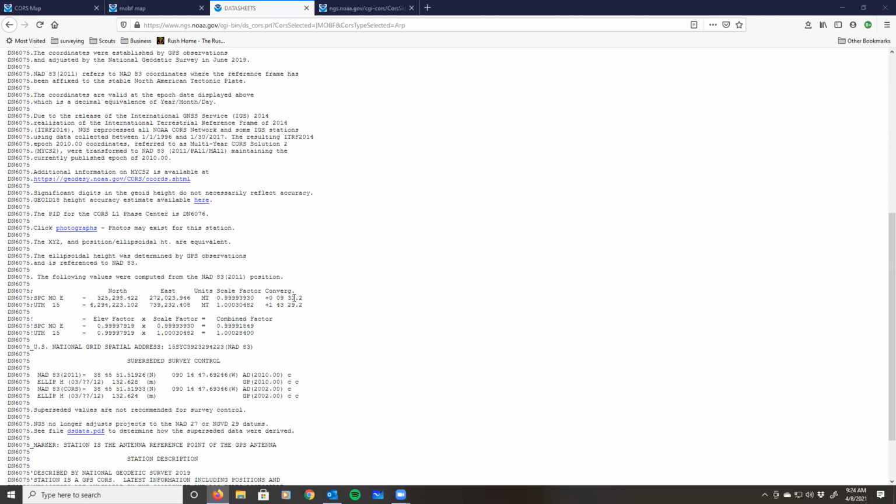Convergence, this is where we talked about the difference between grid north and astronomic north, or geodetic north. Basically, those are the same thing. It says the convergence is plus 0 degrees, 9 minutes, 31.2 seconds.